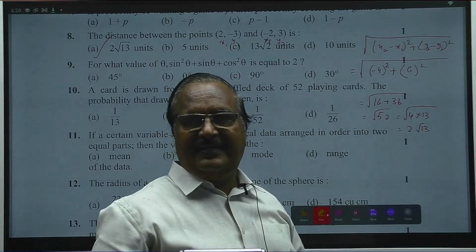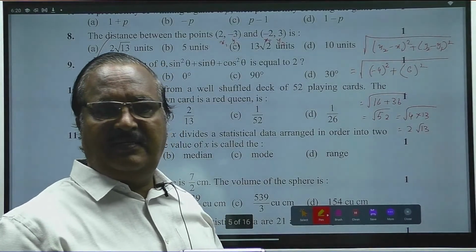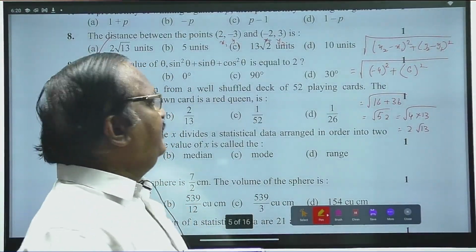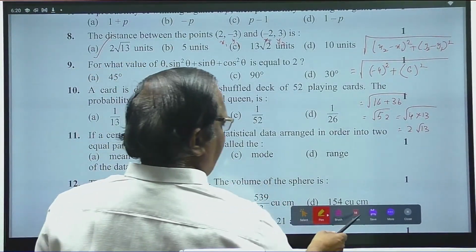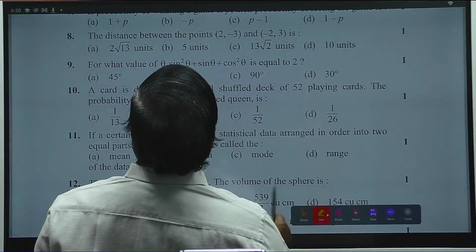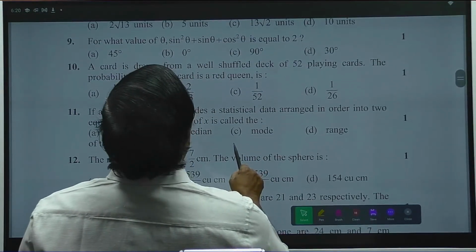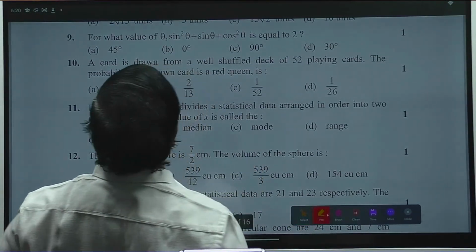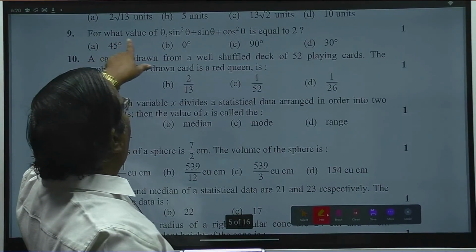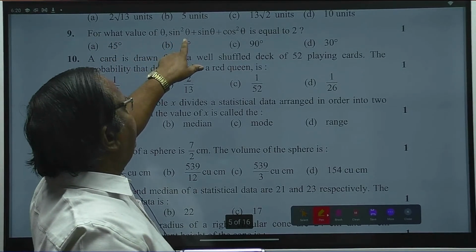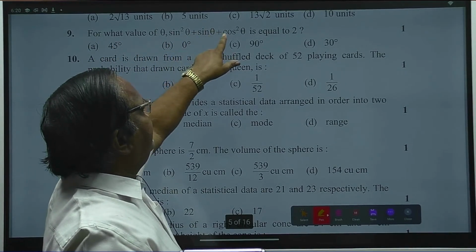2 root 13 is the correct answer, right? So then let us go to the next question. Question number 9. It is a trigonometry question. For what value of theta, sin square theta plus sin theta plus cos square theta is equal to 2?